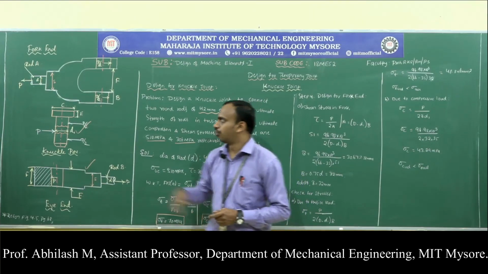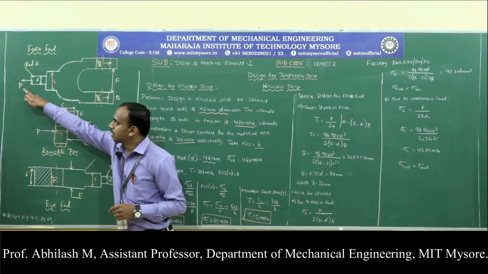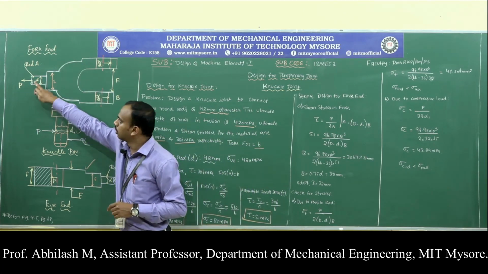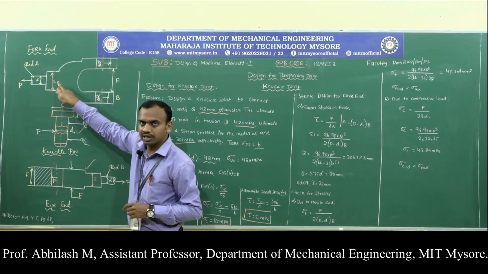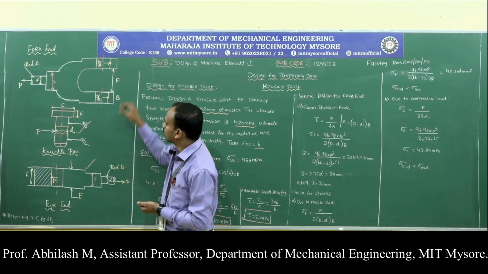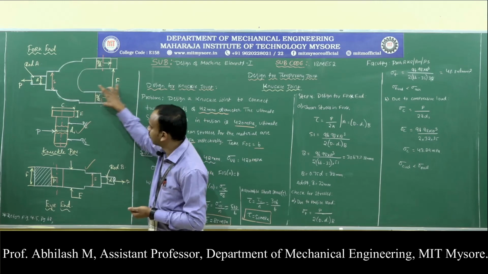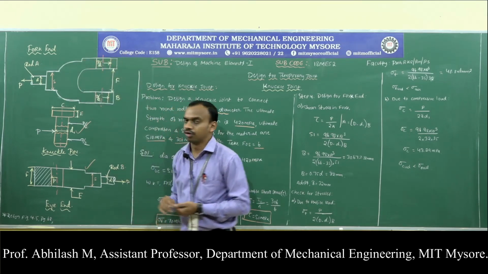Now let us go for the design of the fork end. Here we have calculated the load value P, we know the diameter D, and we know the enlarged diameter of the rod end, that is S, which is 1.2 times D basically. Now we are supposed to calculate the thickness of this particular member, the thickness of the fork end.